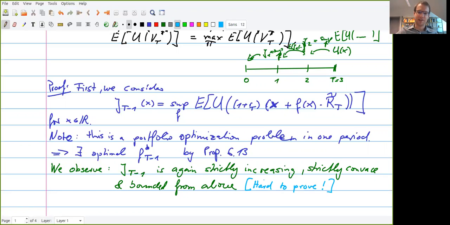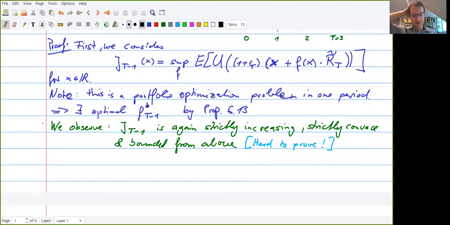So let me here just give it to you as a fact that if you have a utility function which is bounded from above, and you plug it in this JT, then you get again a utility function which is bounded from above. So why is this good for us? Because this means we are facing again a utility maximization, which we can iteratively solve. We stick to blue.